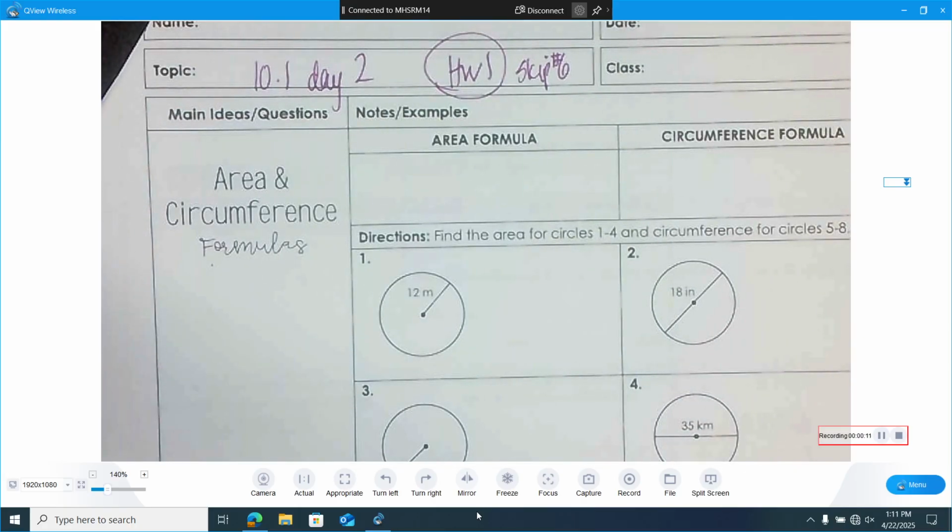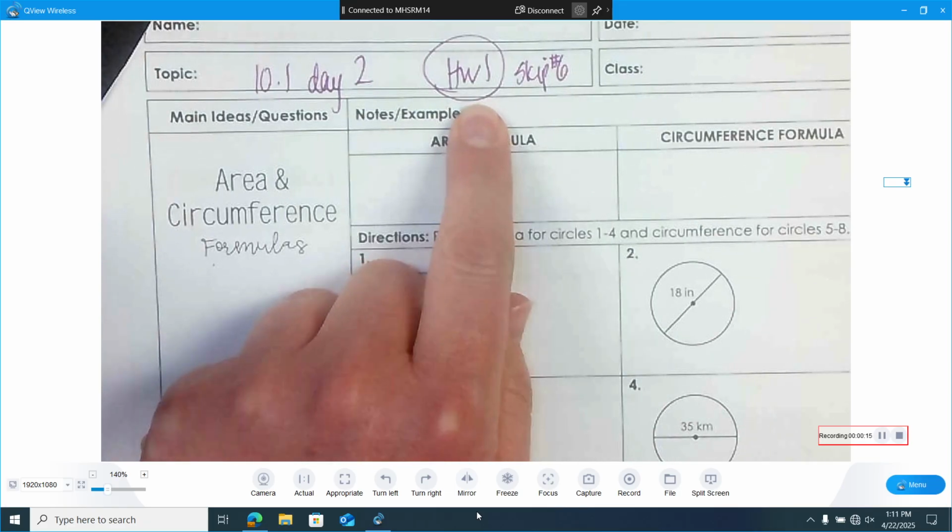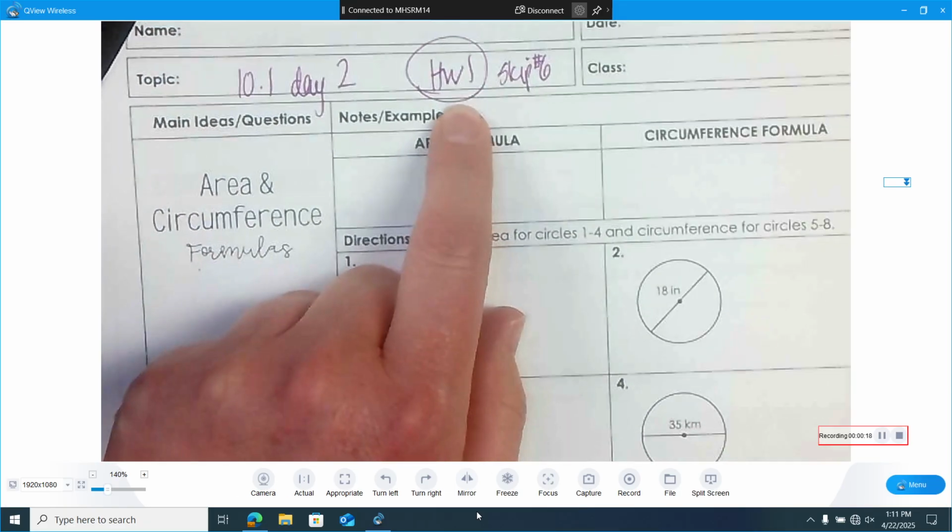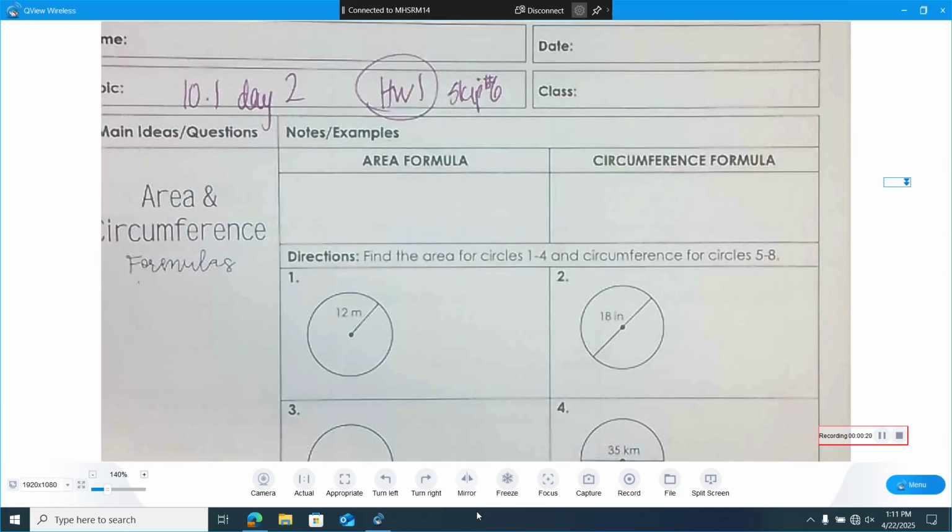Hello. Okay. We are looking at 10.1 day 2 today. You have a worksheet, so you do not need to have your computers open. And you do get to skip number 6. Please have a day off.